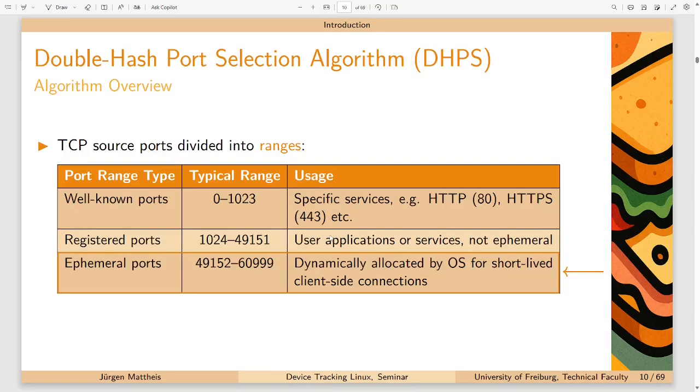And now we come to the algorithm that gets exploited by the attack developed by the three guys. First of all, we need to know that these source ports are usually divided into ranges. For this attack, we only have to know the ephemeral port range. These are ports that are dynamically allocated by the OS and are short-lived.